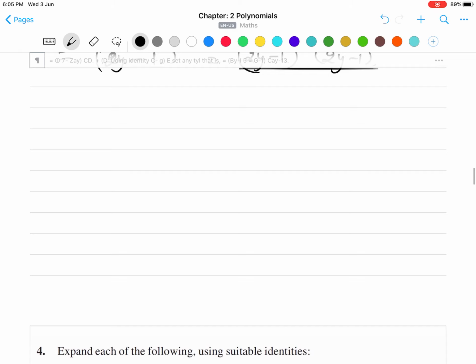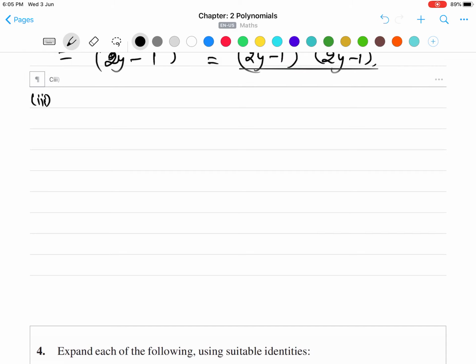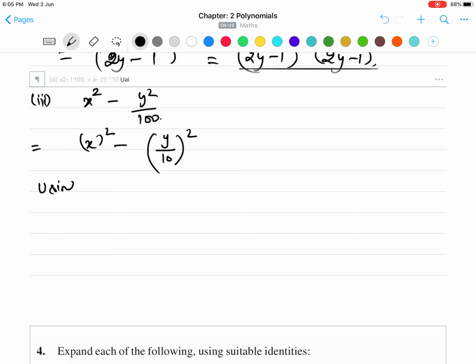Okay, now come to the next part. Part 3, we have x square minus y square by 100. So we can write this as x whole square minus y square by 100, which can be written as y by 10 whole square, because y whole square is again y square and 10 square is 100. Okay, so now we can use the identity.